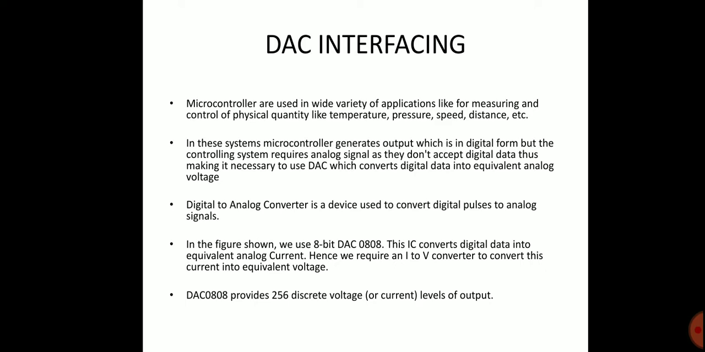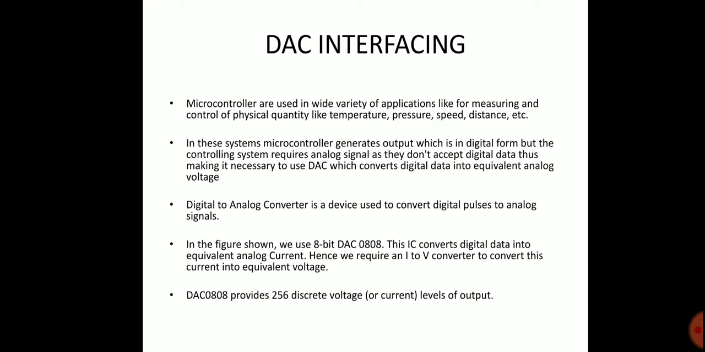Microcontrollers have a wide variety of applications, like measuring and control of physical quantities such as temperature, pressure, sensor, speed, distance, etc. In this system, the microcontroller generates digital output, but the controlling system requires analog signals as they do not accept digital data. That makes it necessary to use a DAC, which converts the digital data into equivalent analog voltage. A digital to analog converter is a device used to convert digital pulses to analog signals.